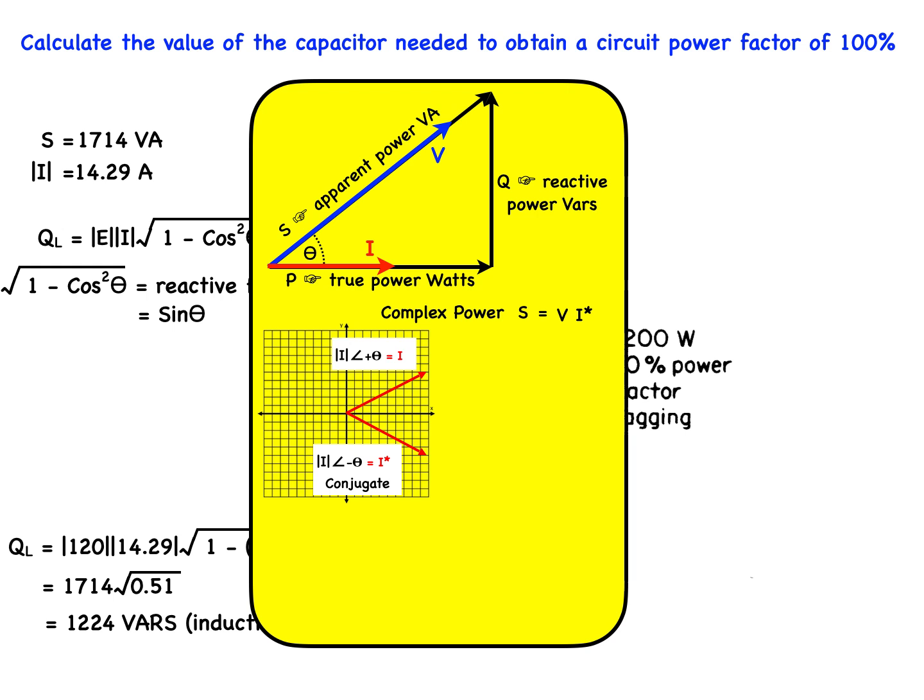There is an identity that we will be using regarding conjugate vectors. If we multiply a vector by its conjugate, such as I times I conjugate, that is the same as multiplying I at plus theta degrees times I at minus theta degrees, which is equal to I times I at 0 degrees, or I squared at 0 degrees, which is often designated without the degree indication as simply I squared.